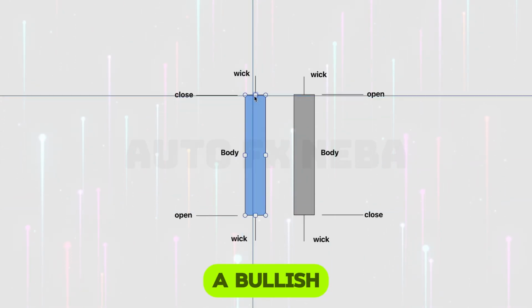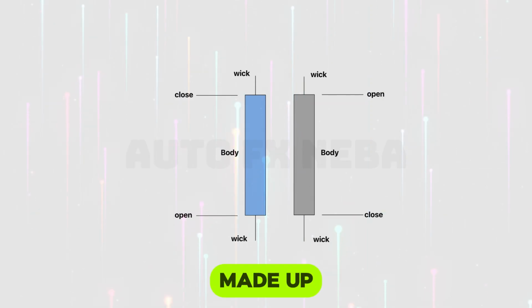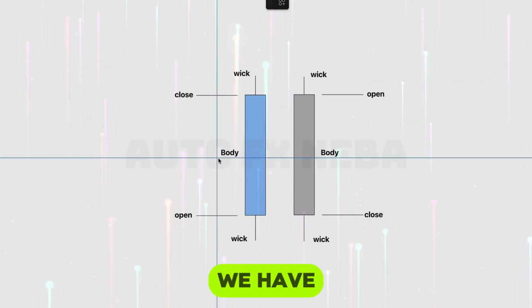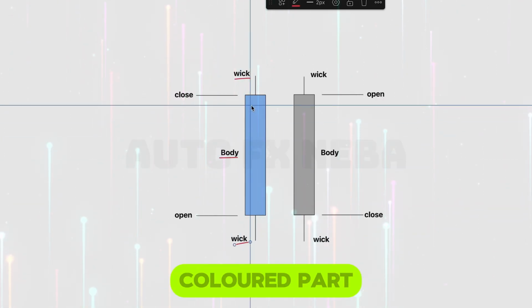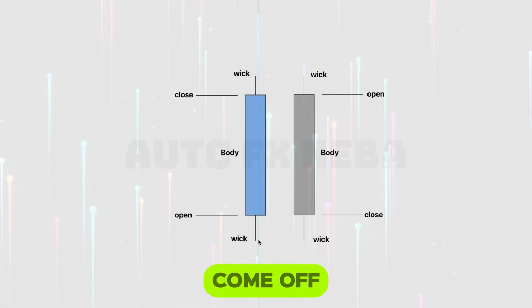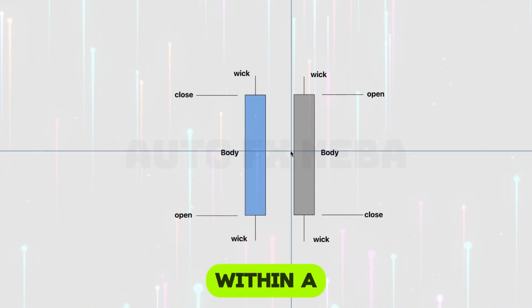This is what we would call a bullish candle, the blue one, and the gray one is a bearish candle. Now, a candle is made up of basically two parts. We have a candle body, and then we have candle wicks. The body is the large, solid, colored part, and the wicks are the little sticks that come off either end. The candle body shows confirmed price movement within a given time frame.